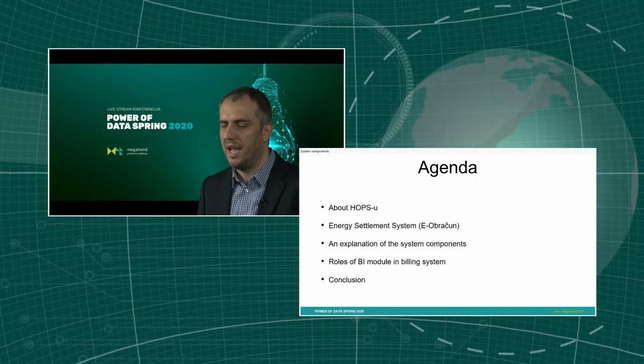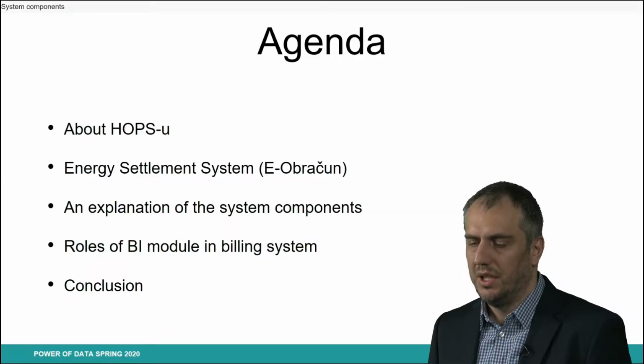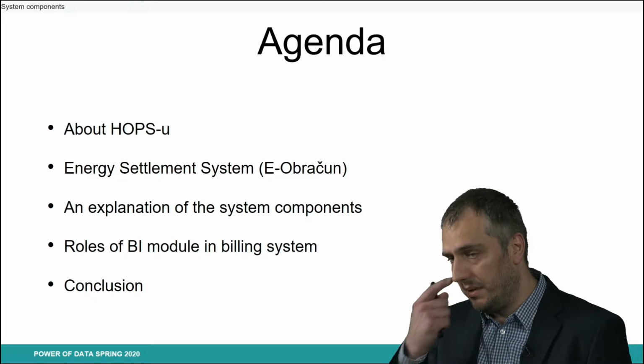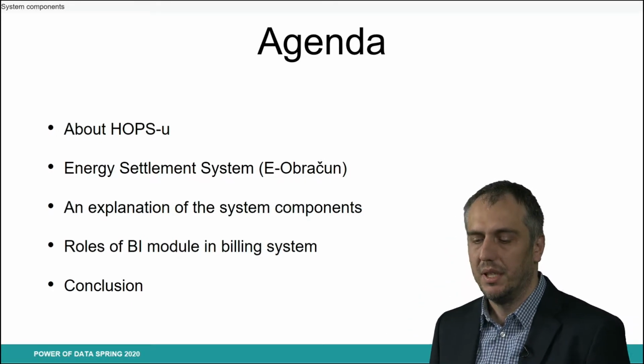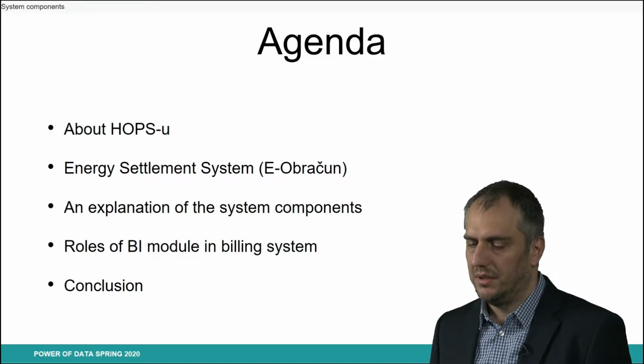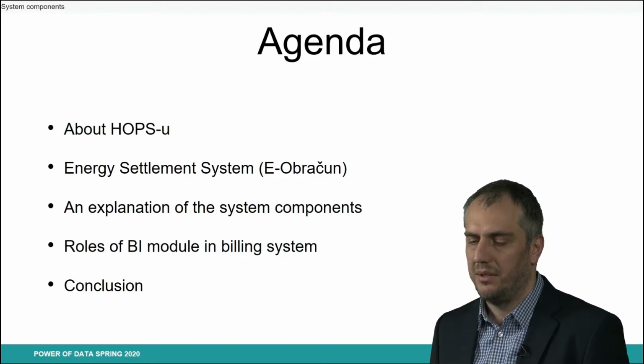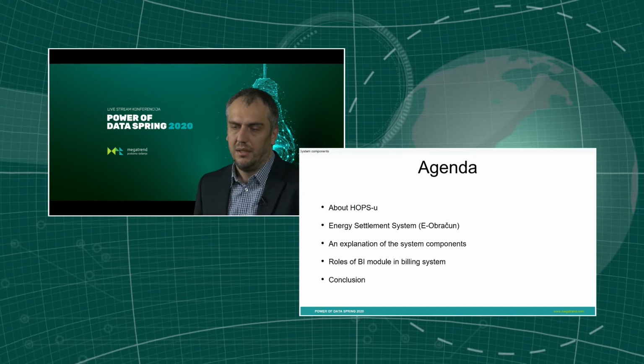HOPS is the short name for the Croatian transmission system operator. I will walk through the energy settlement system, the new application called e-obračun, which is actually the new billing system implemented in HOPS. We will go through the key system components and explain them in more detail. We will also talk about the roles of the BI module in the billing system.